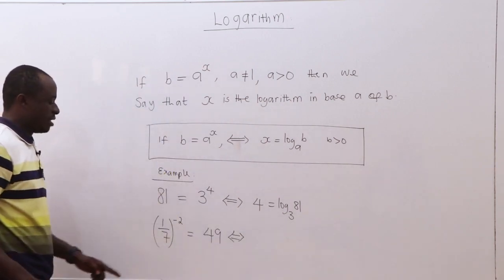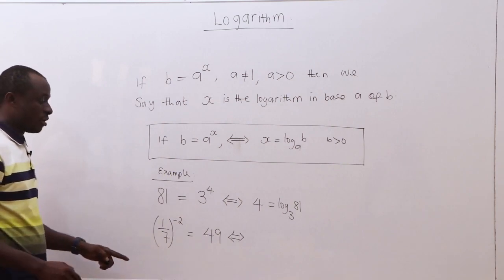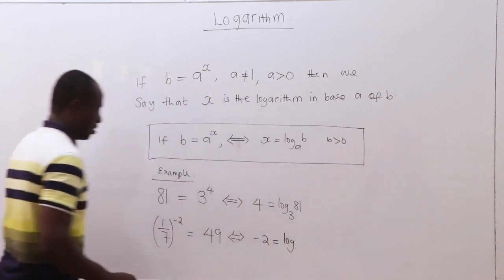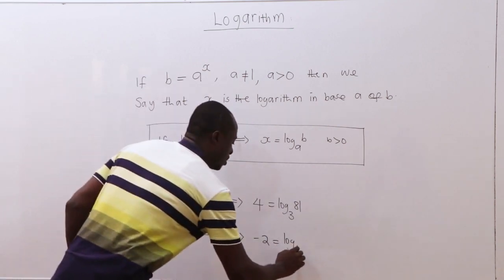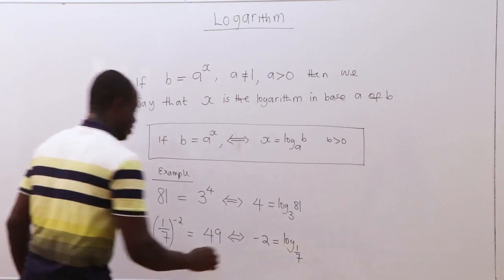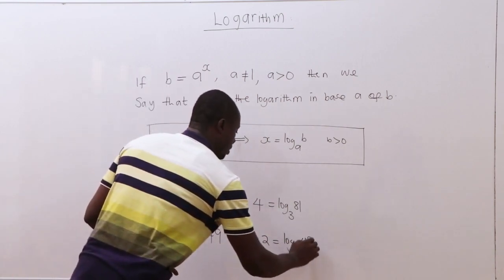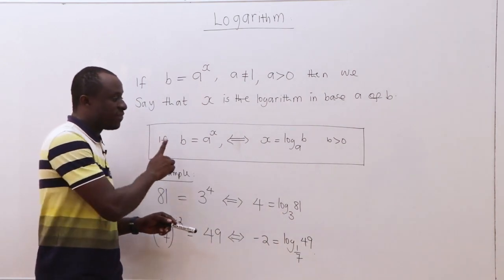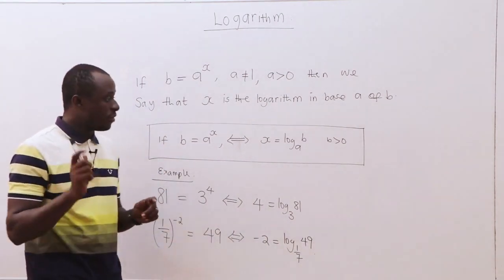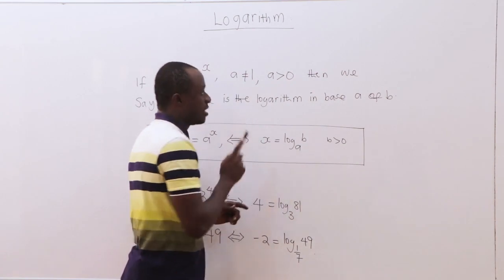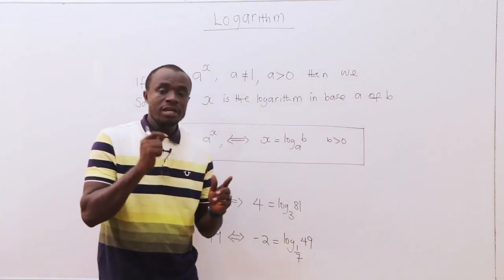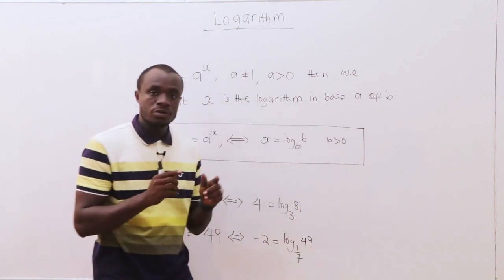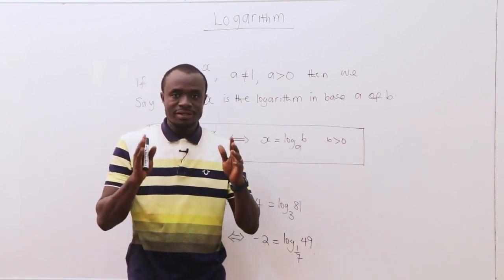Now the power here, that's the exponent, that's what we call the logarithm. So you see negative 2 is equal to log, what is the base? The base is 1 over 7, of 49. Very easy, very trivial. So this is the definition of logarithm. We have to know that the base, a, is strictly greater than 0, and it should not be equal to 1. b should also be greater than 0.